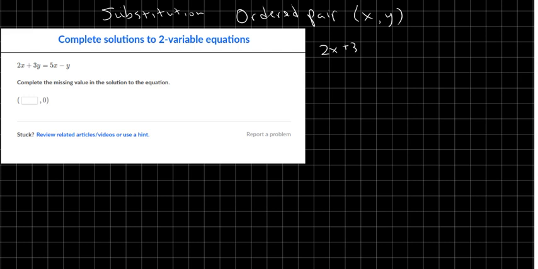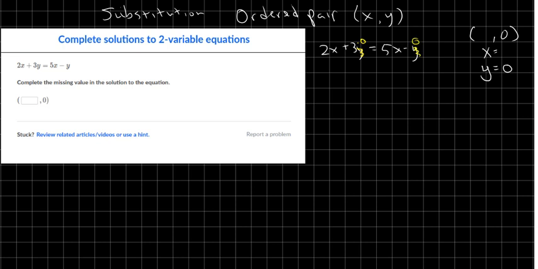Okay, so our equation here is a little bit more difficult. 2x plus 3y is equal to 5x minus y. Okay, and we have an ordered pair, and it's something comma 0. And we know 0 is in that position for the y. So we know our y is equal to 0, but we don't know our x. So we want to find our x. So every time that we see y, I'm going to mark that out, and I'm going to put 0 in its place.